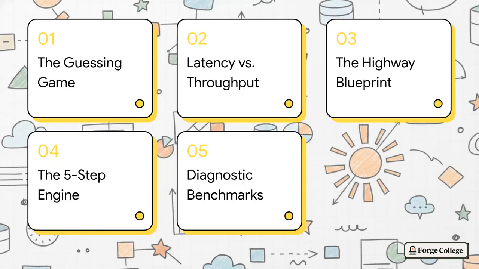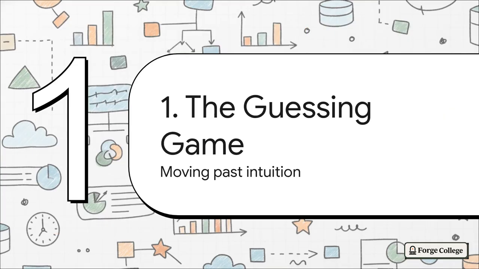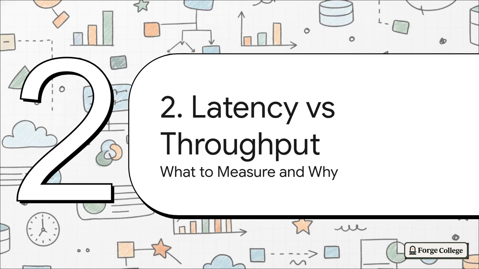Here's the exact roadmap for today's explainer. We'll start by moving past that guessing game, define latency versus throughput, map out a really helpful highway blueprint, build a 5-step engine, and finally run some diagnostic benchmarks. Section 1, the guessing game, moving past intuition. Section 2, latency versus throughput, what to measure and why.